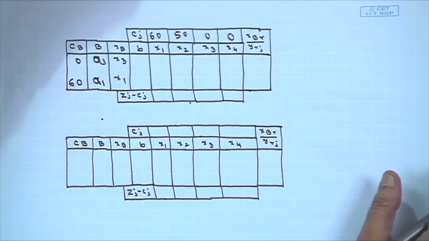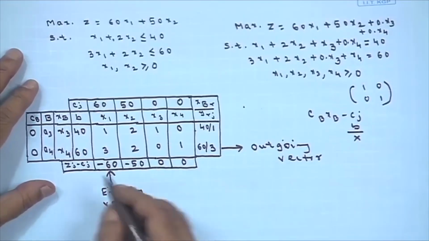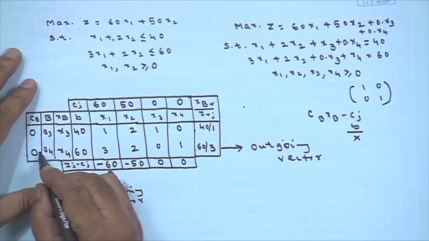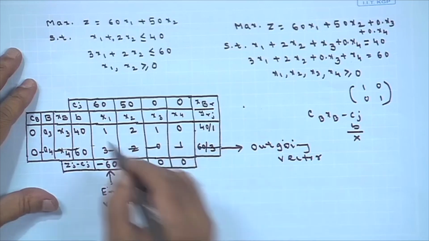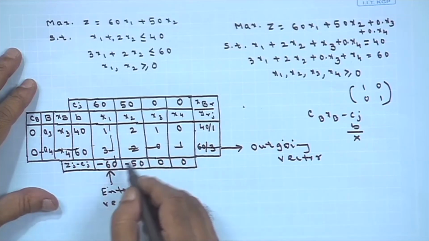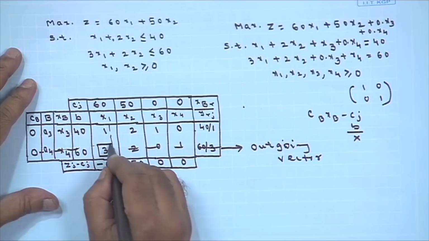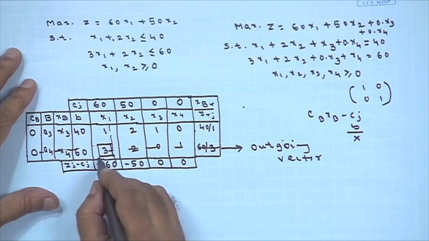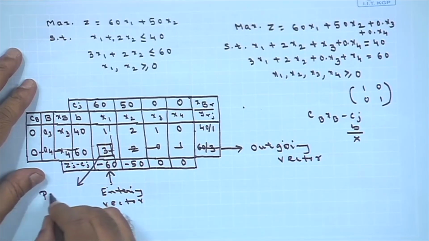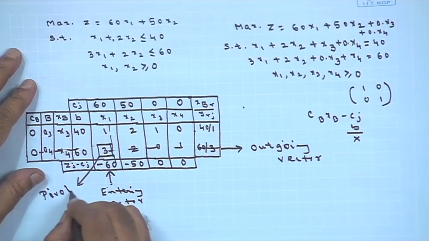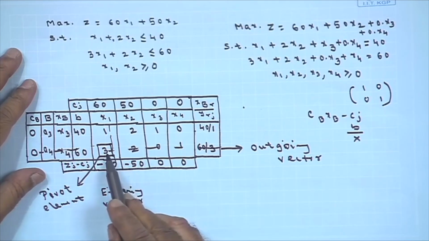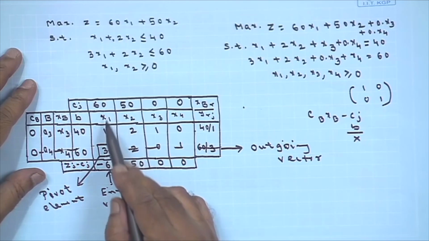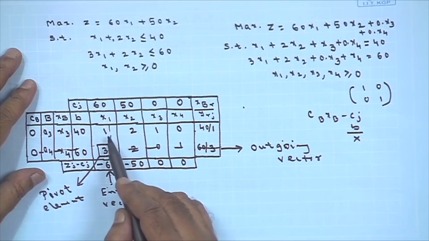Now, what I have to do: you have this, the departing variable, and this, the entering variable. Wherever they meet, that point is known as the pivot element. So, in the next table I will make this pivot element 1, and in all other elements of this first column, I have to make 0.